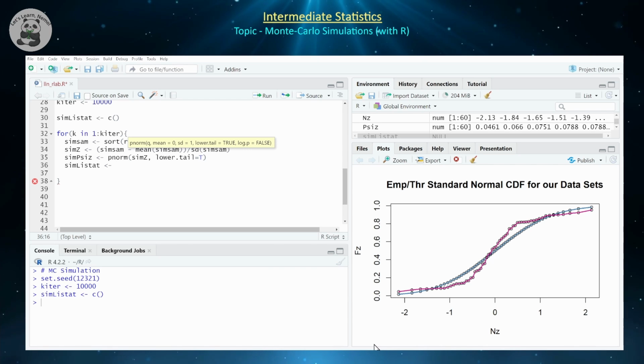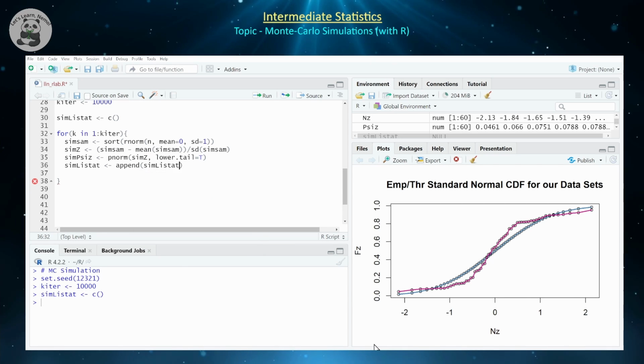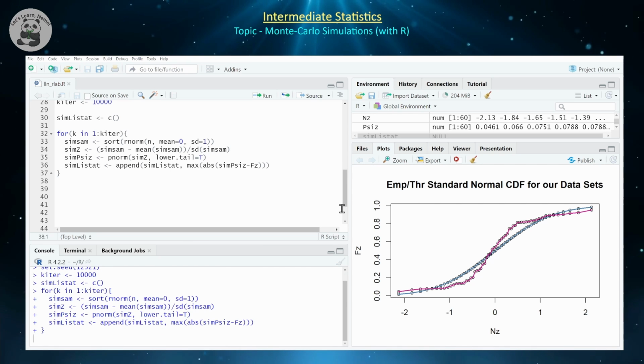So the simulated statistic is going to be equal to, we're going to take our LI stat, which is a vector, and we're going to append the maximum value of the absolute value of sim size z minus fc, right? And that is our for loop. So if that is ran and written correctly, we can just give that a run.